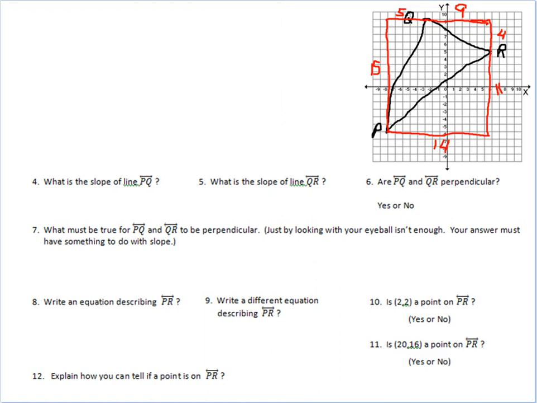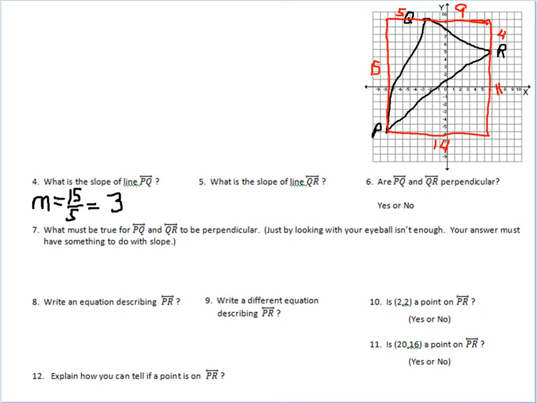Okay, now what's the slope of PQ? We should have it right here. Here's the rise and there's the run. So P is going up 15 and over 5. So the slope is 15 over 5, which is 3. And it's going in the positive direction, so it's positive 3.